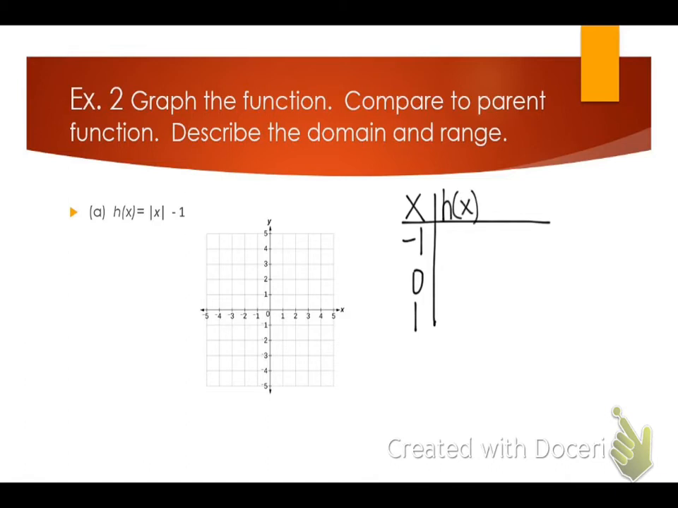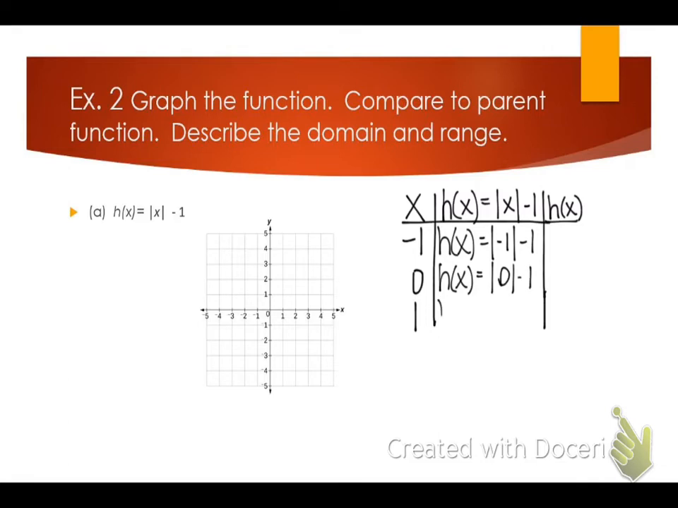My function is h of x equals the absolute value of x minus 1. And of course my outputs are going to be that h of x, which can also be replaced with what letter, everyone? Y. H of x can be replaced with y. So I plug in my values. h of x equals the absolute value of -1 minus 1. h of x equals the absolute value of 0 minus 1. And h of x equals the absolute value of 1 minus 1.